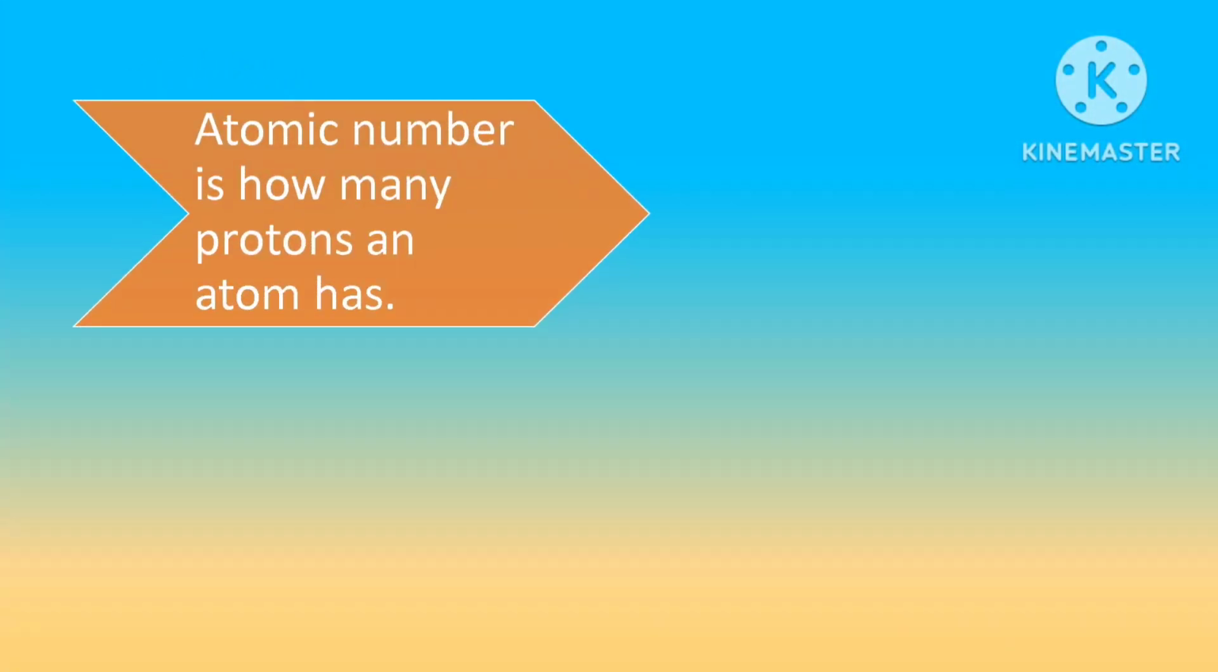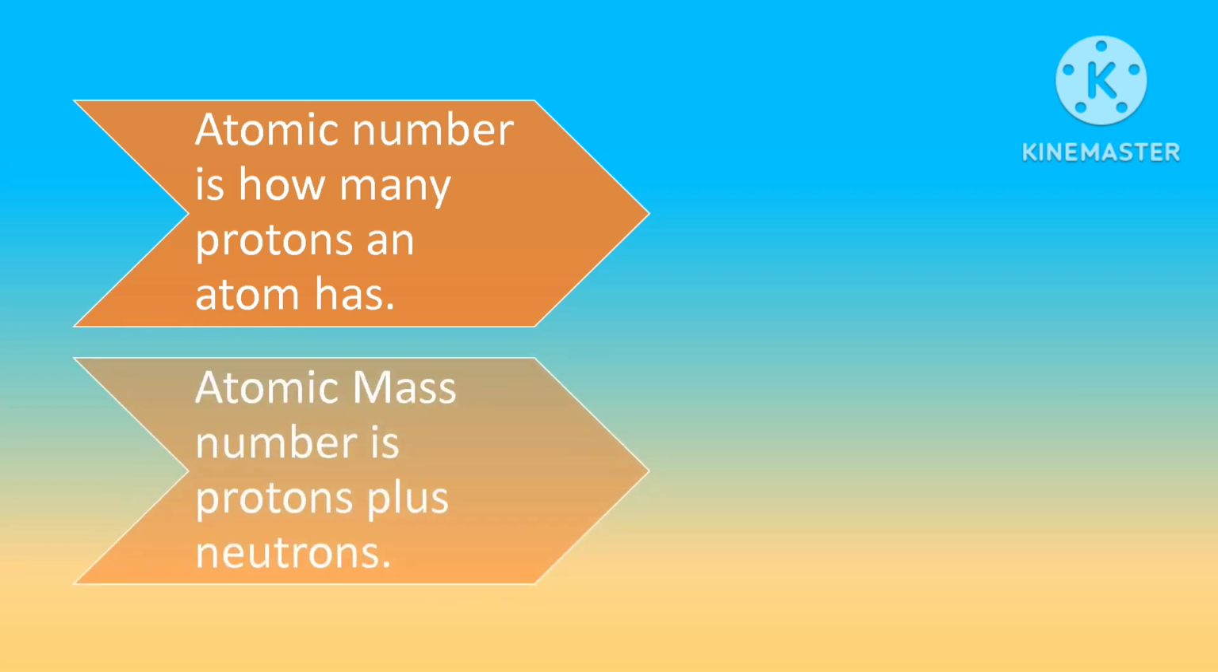Atomic number is how many protons an atom has. Atomic mass number is protons plus neutrons.